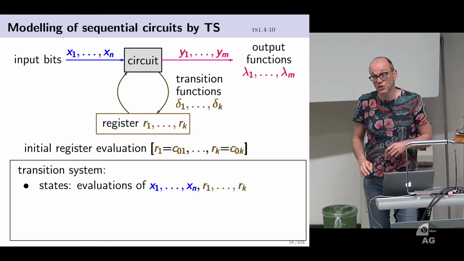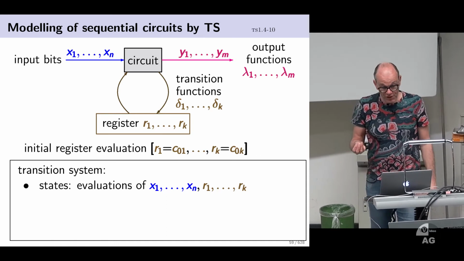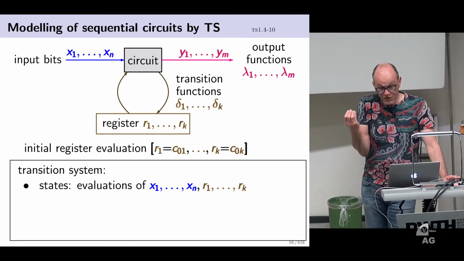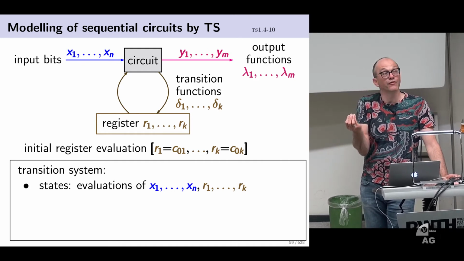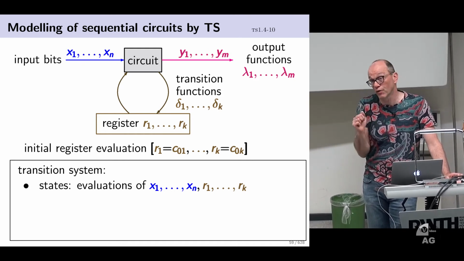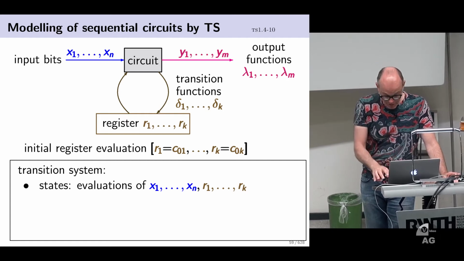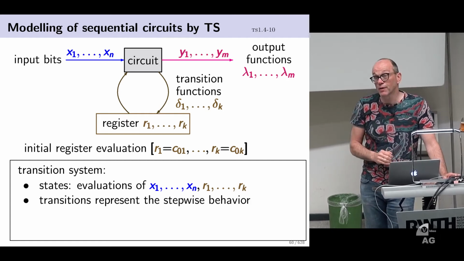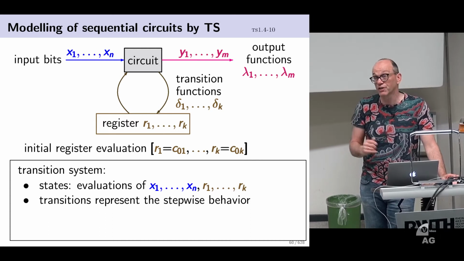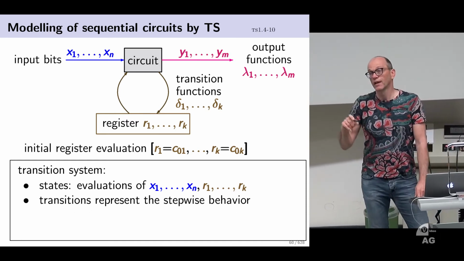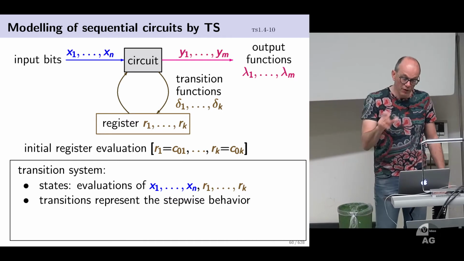Now we're going to define a transition system. For the transition system, you should think about what's the state of this circuit. The current state of the circuit is basically the value of the inputs plus the values of all the registers. That's the ID. That will be the state. That will define the current state of this circuit. Then the transitions will represent the stepwise behavior. They will be defined by those two functions delta and lambda, because they tell us how the registers will change and how the output function will change if we change the input.